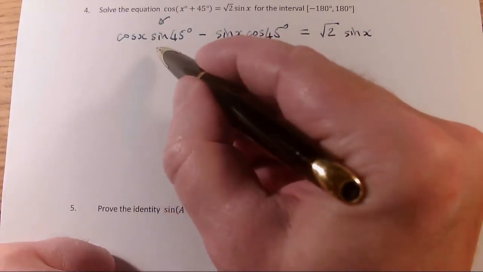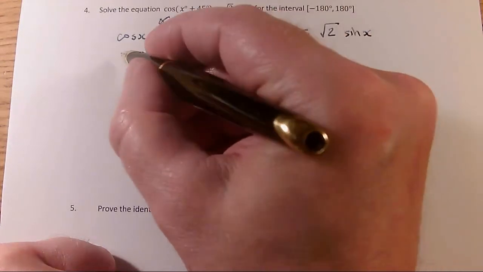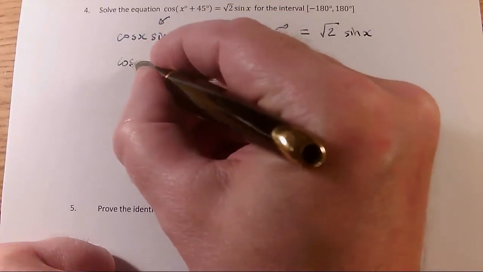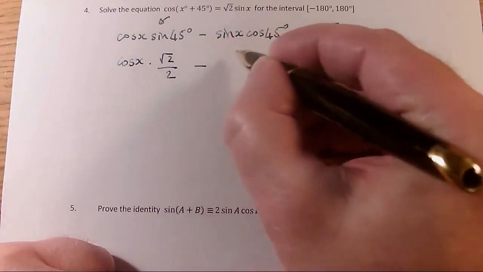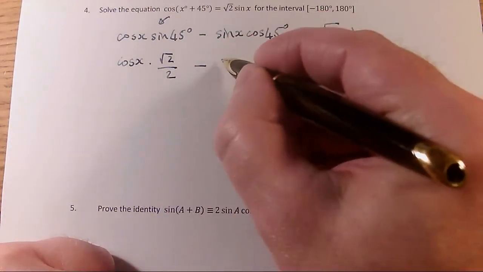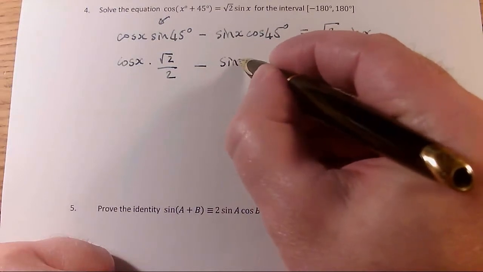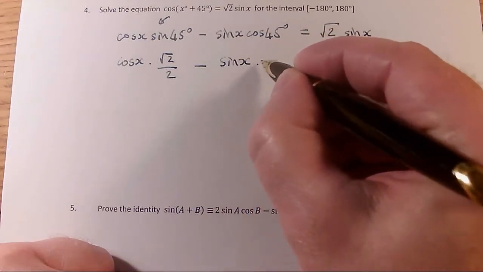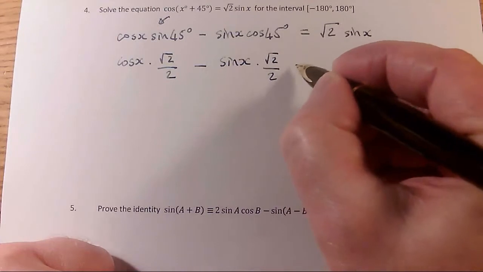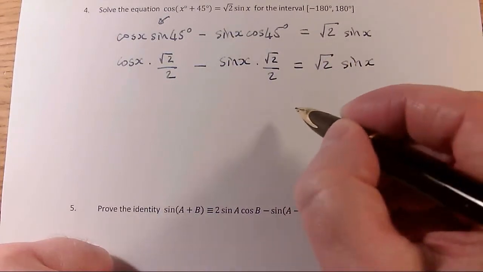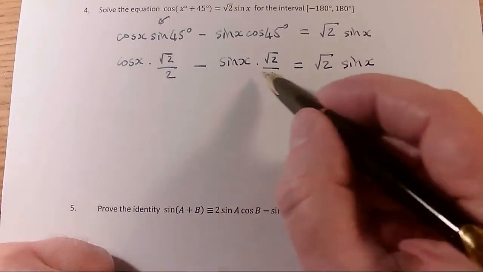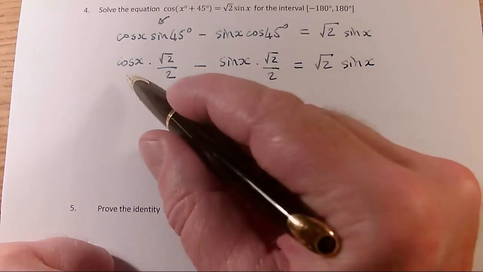But sine of 45 degrees is 1 over root 2, or as your calculator will tell you, that's equivalent to root 2 over 2, minus sine x cos 45 degrees. Cos 45 degrees is the same thing, actually. So sine x times root 2 over 2, and that all equals root 2 sine x. Okay, so I've got some terms in sine x, which I can combine, and a term in cos x.